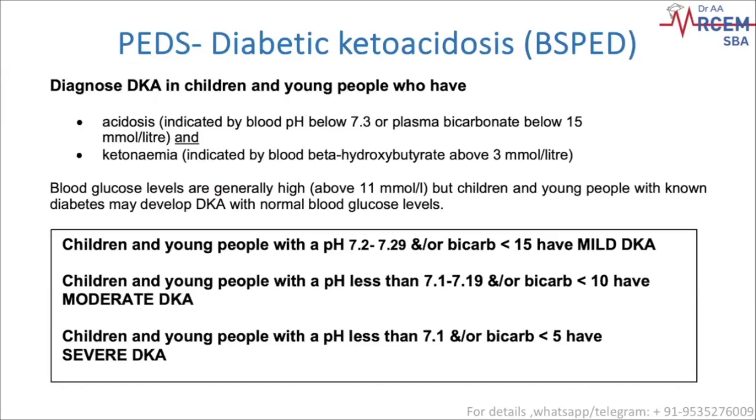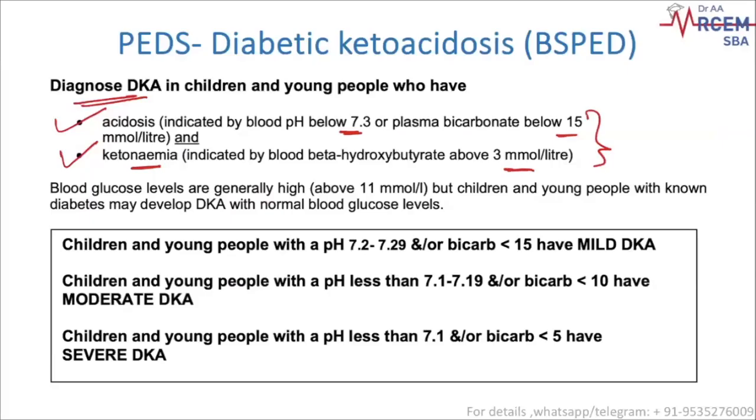In pediatric diabetic ketoacidosis, the definition for the diagnosis of DKA differs. Slight changes are present. Acidosis should be there. Similarly, the pH should be less than 7.3 or the bicarb should be less than 15, similar to that of the adults. Ketones, a significant amount of ketones should be present in the blood, that is more than 3 millimoles per liter. Again, similar to that of the adults. If these two criteria are satisfied, that is sufficient.